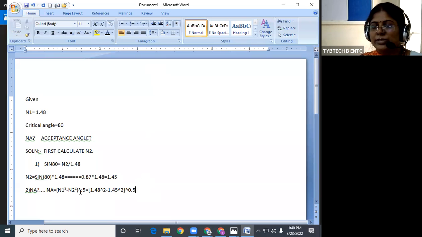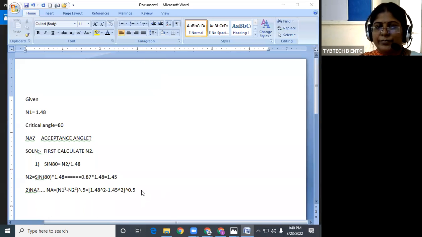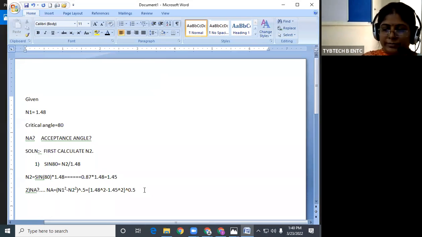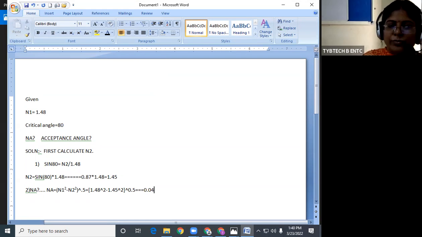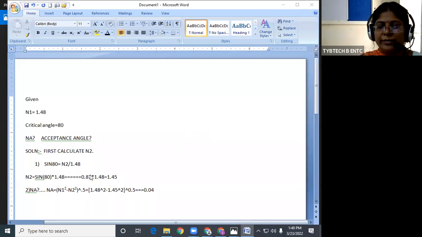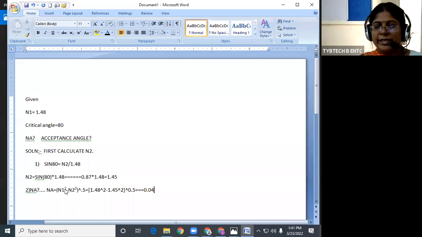Yes, now it is correct. It is 0.04. Always remember, this value is very small. It will never come greater than 1. So NA is equal to 0.04. So the second point we have completed.